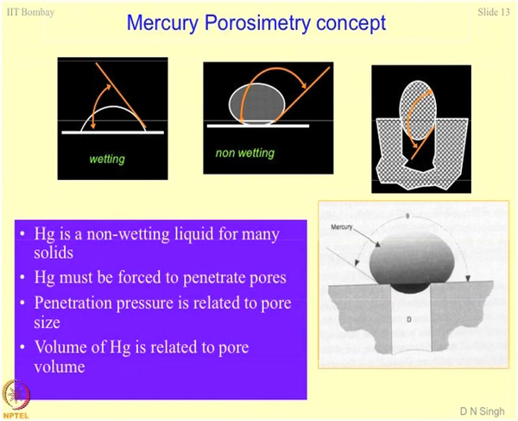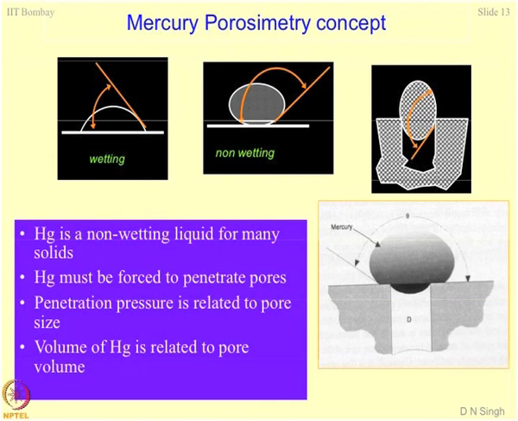A typical wetting fluid will show you this type of meniscus, and the angle or the tangent between the surface and the meniscus will be the theta value, which is going to be lesser than for a non-wetting fluid. So in case of a non-wetting fluid, because of the surface tension, this is how each drop of the fluid will sit. Now, using this concept, I can pass it through a pore of size D by applying certain pressure without breaking the drop.